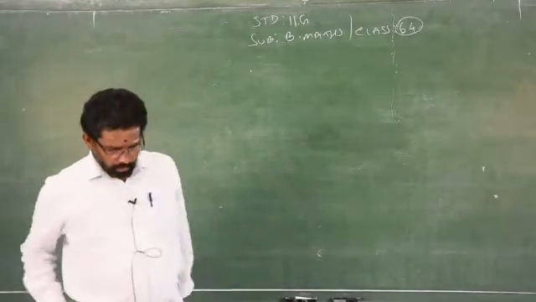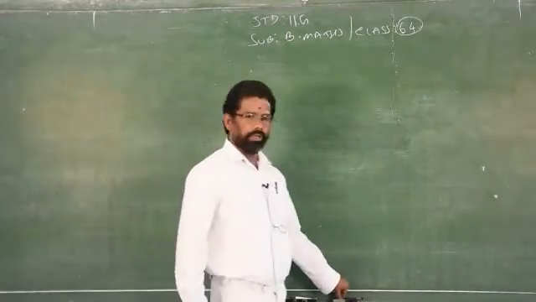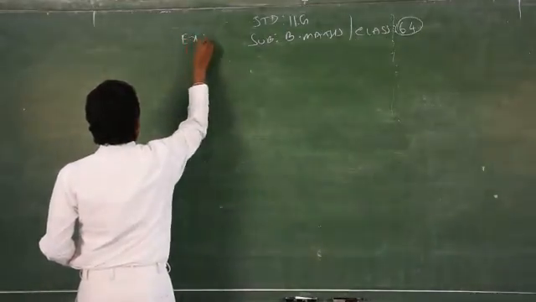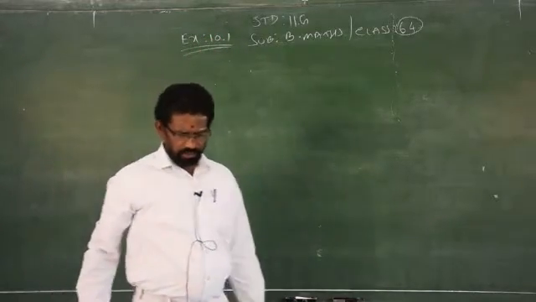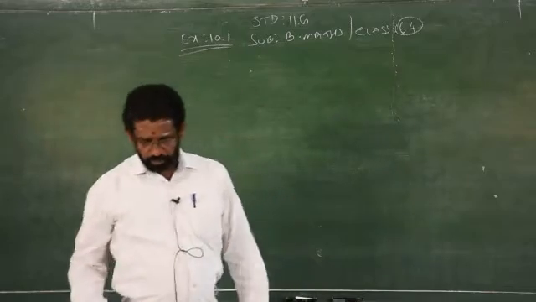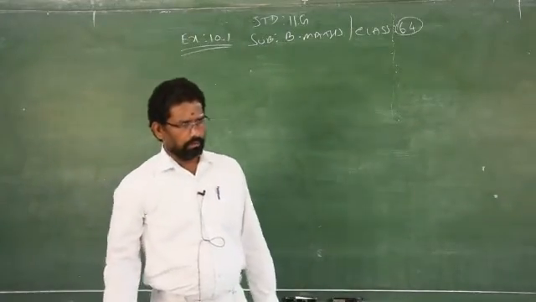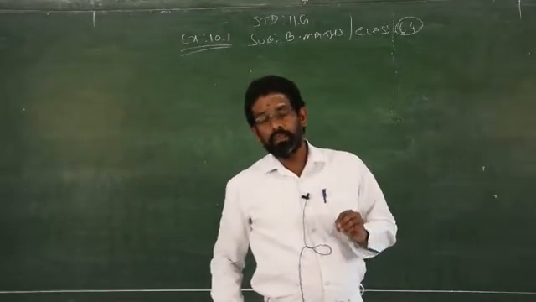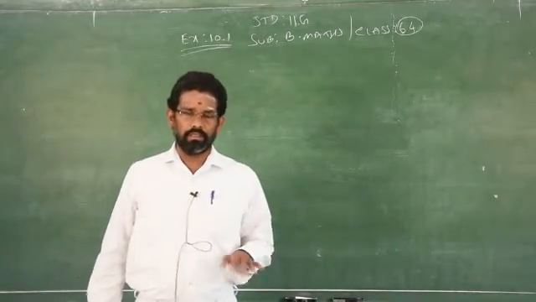Good morning, boys. Today we will go to chapter number 10, that is exercise number 10.1. Exercise 10.1 is operation research. This is mainly used in factories to find out whether the product produced by the company will give the maximum profit or minimize the loss.